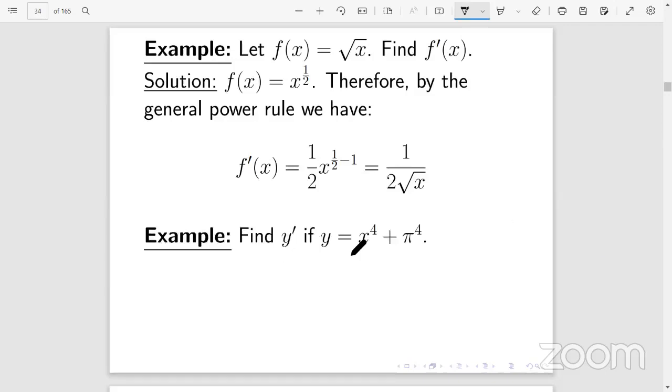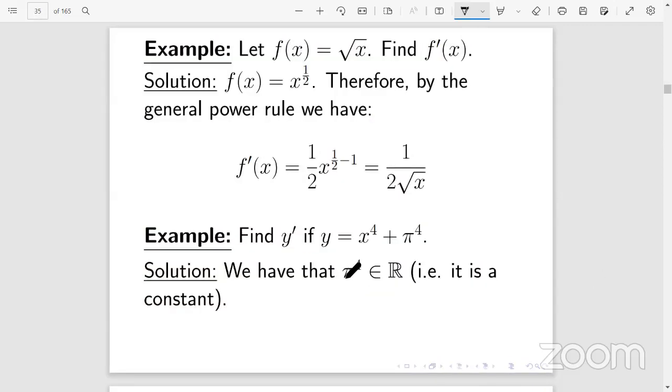We have another example here. We also find y prime, where y is given by x to the power 4 plus pi to the power 4. But this shouldn't confuse you, because remember that pi is a constant. So it's just a real number. Even pi to the power 4 is still a real number, still a constant. And remember we said differentiating a constant, we get 0.